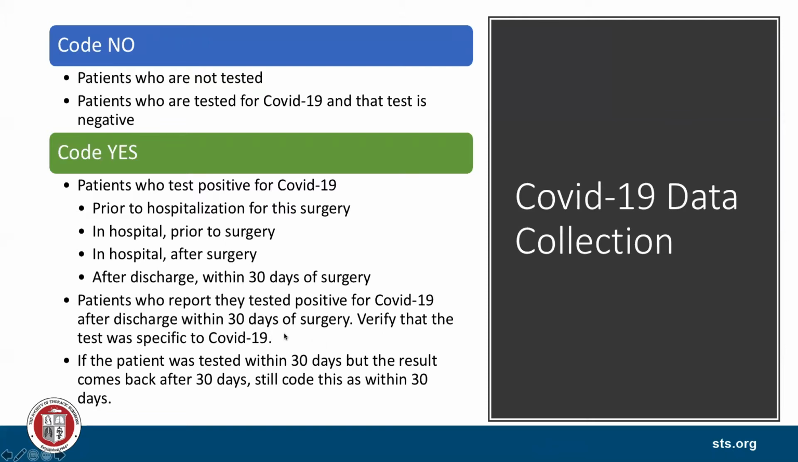You have to verify that the patient was tested specifically for COVID-19, and I'll get into what that looks like in just 2 more slides. And if the patient was tested within 30 days, but the results come back after 30 days, we would still code this as tested within 30 days. These results still are within that time period, even though they came out after the 30-day mark.